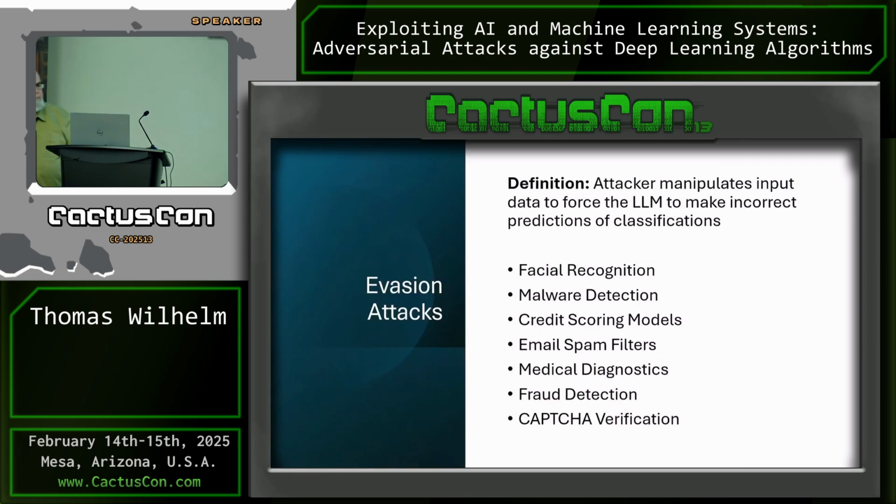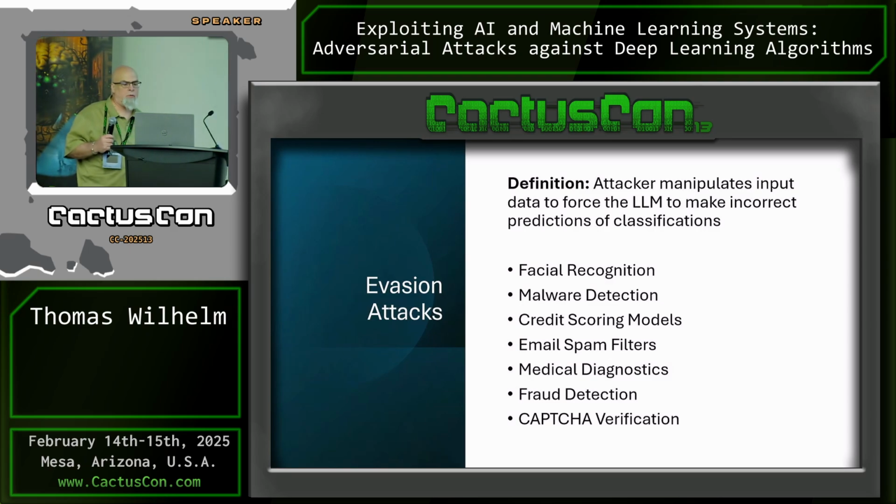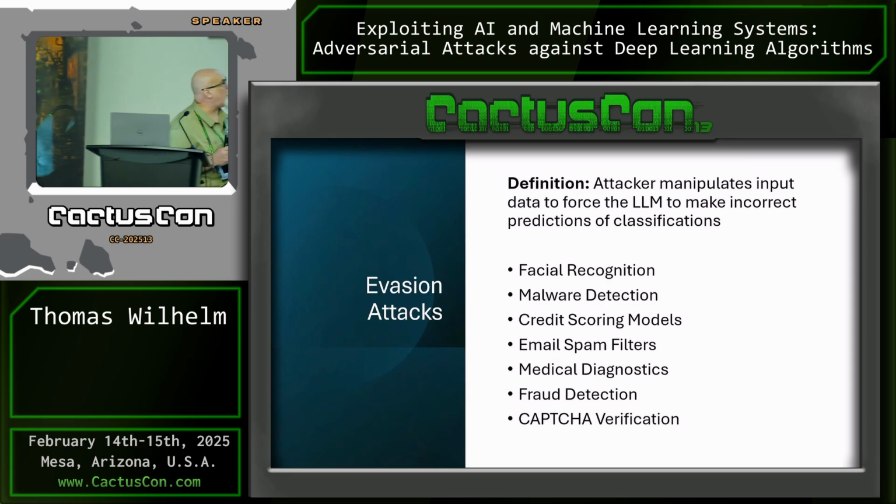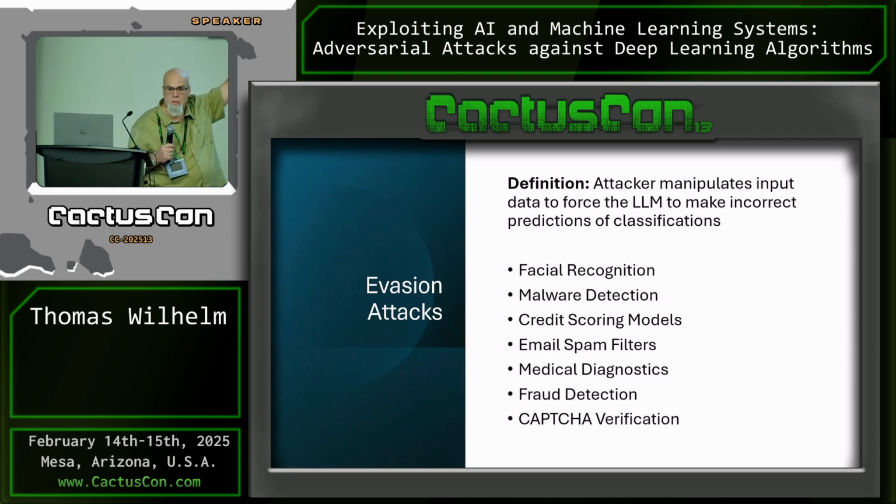So evasion attacks. We talked about facial recognition. We talked about malware. Oh, we haven't talked about malware detection. CAPTCHA verification, fraud detection, medical diagnosis. So here is where I think we're going to have a bigger impact from a penetration testing perspective. AI is doing this, right? But we can use AI to try to circumvent email and circumvent CAPTCHA and all that other stuff. We talk about AI is going to change the world.